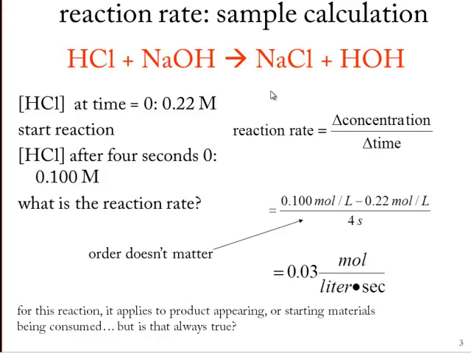It might have gone much faster and then slowed down. You're not assuming that it's going at a steady pace. You're just given that data, and that's what you get. That's a sample calculation for the rate of a chemical reaction.